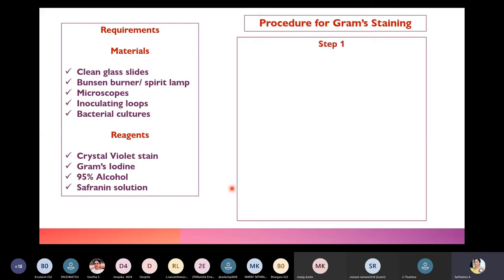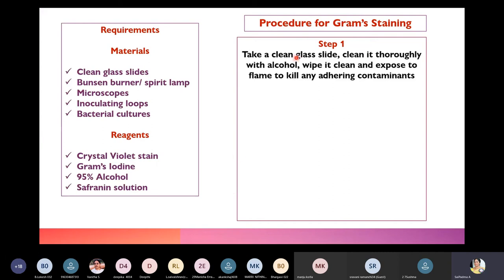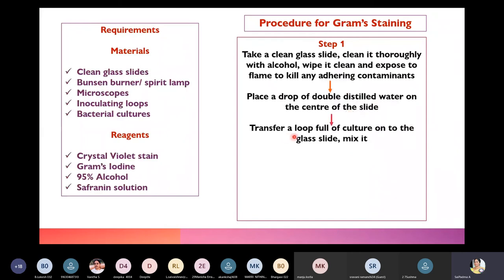Now what is the first step? Step number one, we are going to talk about the smear formation by the heat fixing process. So how to do the process of heat fixing? Let us see over here. First take a clean glass slide, clean it thoroughly with alcohol, wipe it clean and expose it to flame to kill any adhering contaminants. Coming to the next step, place a drop of double distilled water onto the center of the slide. Then transfer a loopful of culture onto the glass slide and mix it thoroughly.